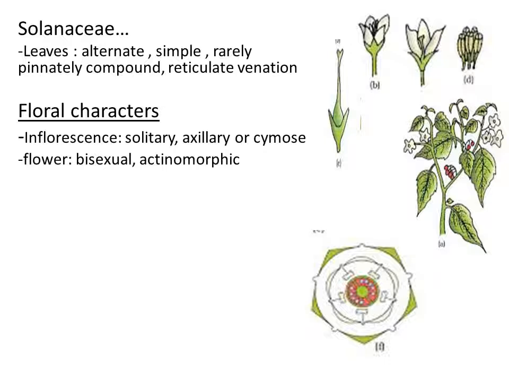So, the kind of symmetry in the flower is actinomorphic symmetry. And let us study each and every whorl of the flower. So, the first whorl of the flower is calyx. Calyx is made out of a number of units called sepals. The number of sepals is 5, and they are united.